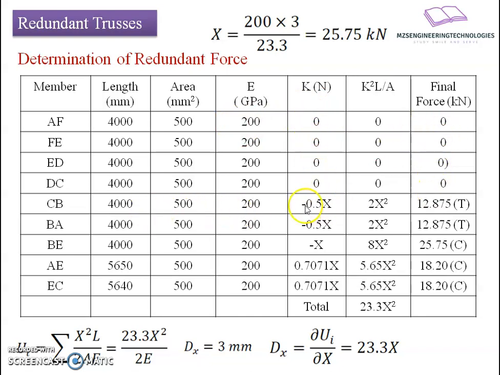In the second one, we have the K value as minus 0.5. Multiplied by 25.75, it results in a value of 12.875. The negative sign is there, that's why the nature is considered as tensile. Likewise, I will do the calculation for each individual member, and this product will display the final forces the member will carry under the action of yielding of the support. With this, we complete the part related to the yielding of support.